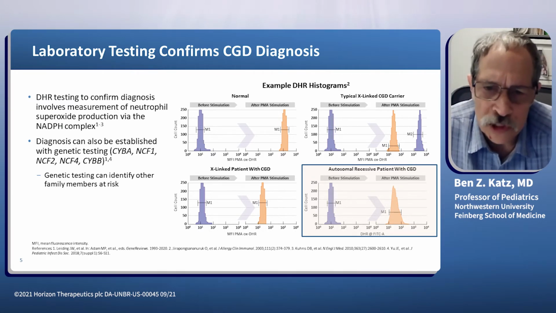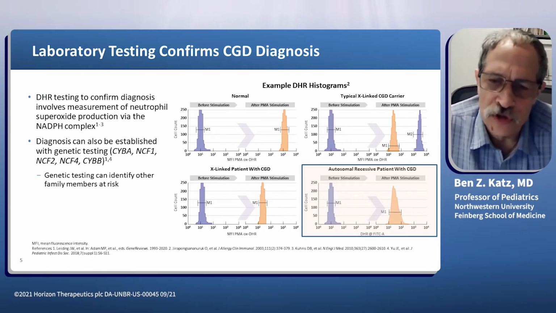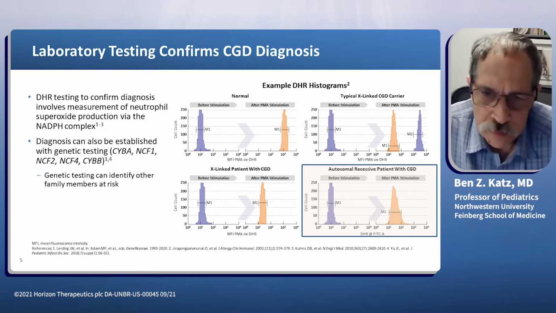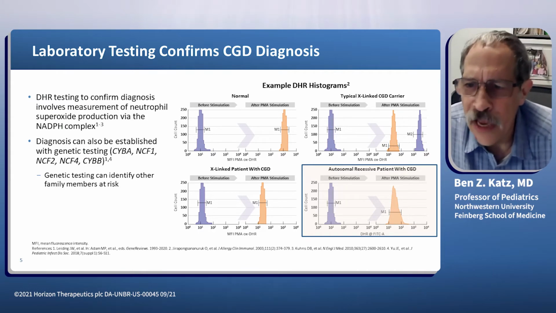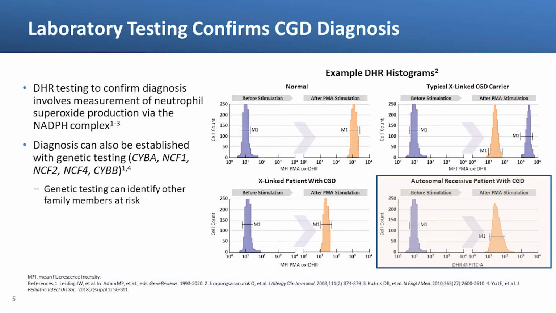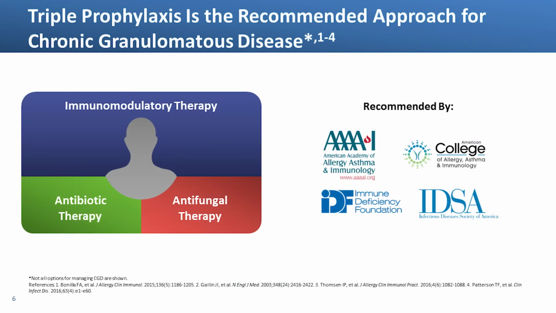In somebody with CGD, in the lower left-hand set of graphs, you can see that the purple and yellow curves are essentially superimposable because there's no fluorescence in the diseased neutrophils. In an X-linked carrier of CGD, as you can see in the upper right-hand graph, you'll have 2 populations of cells, one of which is normal, one of which is abnormal. And finally, in autosomal recessive CGD, you might have a slight bit of fluorescence, but not nearly enough to be considered normal.